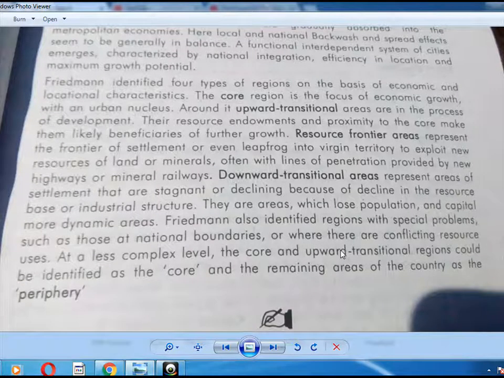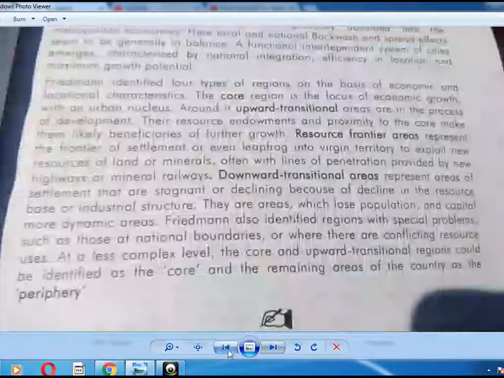Friedman also identified regions with special problems, such as those at national boundaries and where there are conflicting resource uses. At a less complex level, the core and upward transition regions could be identified as the core, and the remaining areas of the country as the periphery. So you can understand it.